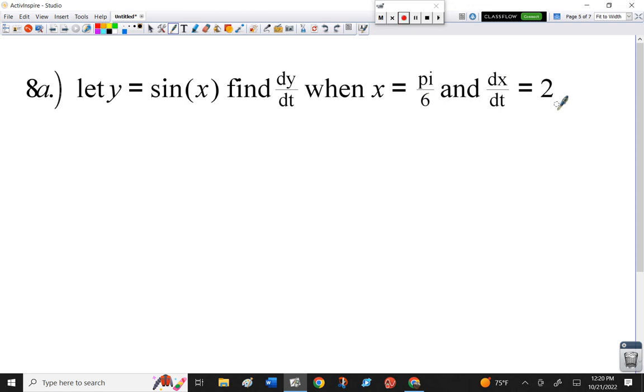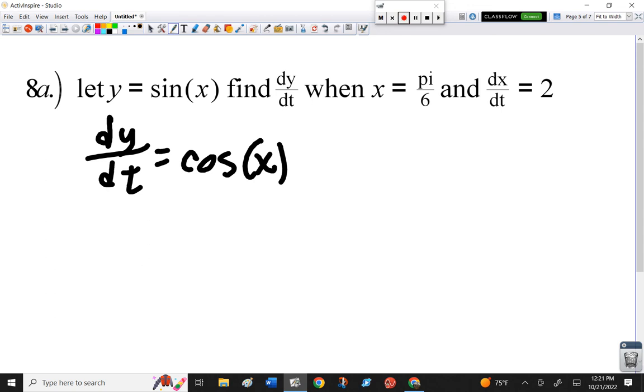And dx/dt is 2. So pause the video. Take the derivative of this with respect to t. See if you got what I got. Here we go. I hope you paused it. It's going to be dy/dt equals the cosine of x times dx/dt. Remember, anytime you take the derivative of something other than t, you have to put that variable's derivative, dt. All right.